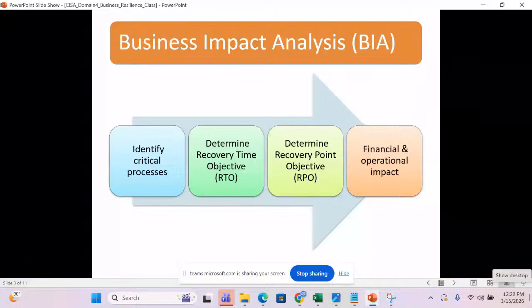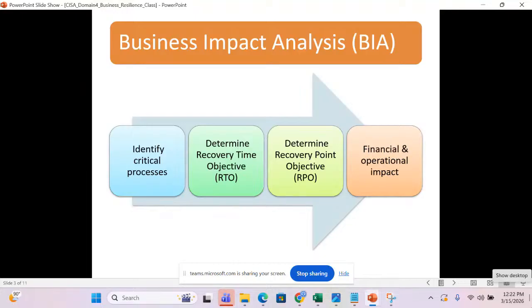So how do you now measure your business impact analysis? Okay, so you can see I have 4 broken parts here. The first part is identify critical process.